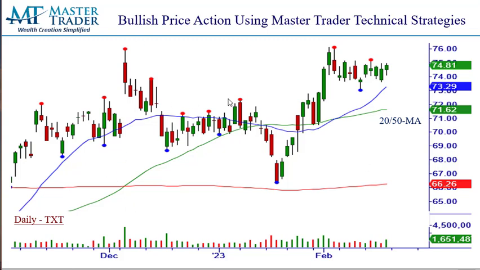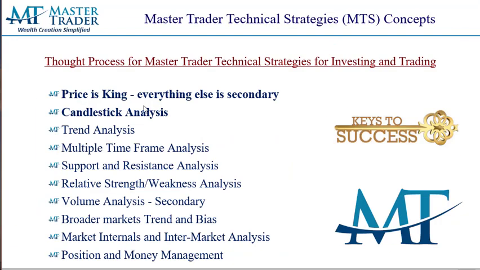This is the chart we're going to talk about, Textron Inc, the daily chart. All of our daily charts have color-coded candlesticks and volume. The blue is the 20, green 50, red 200. Very simple, no confusing, misleading oscillators. We read objective price action. First one, price is king, everything else is secondary.